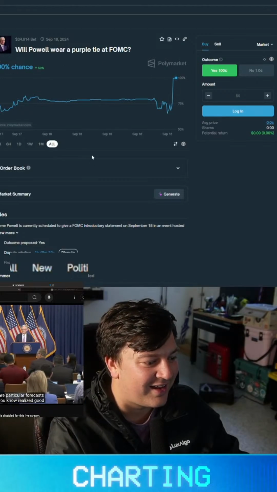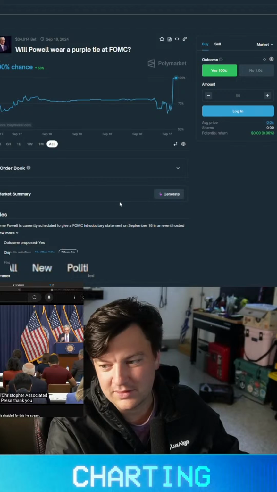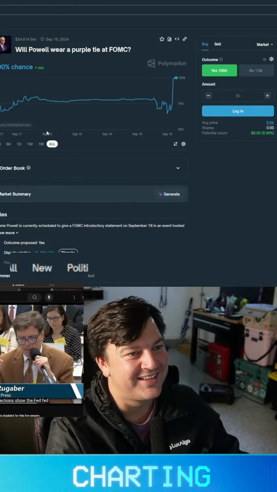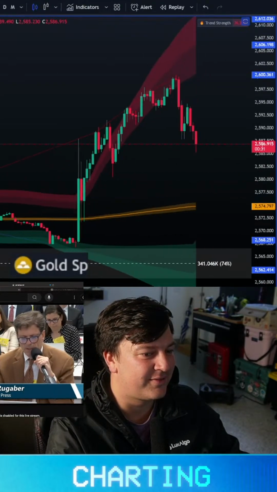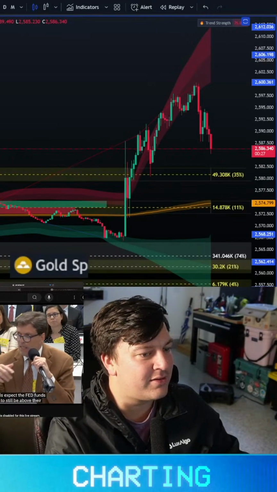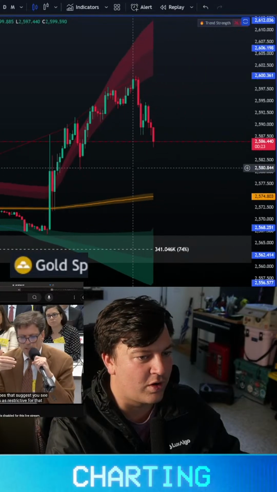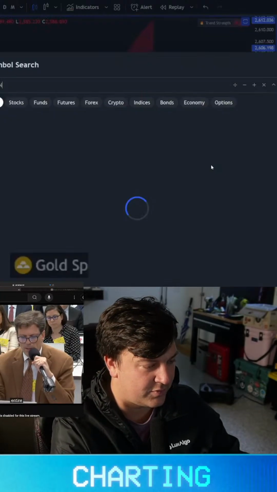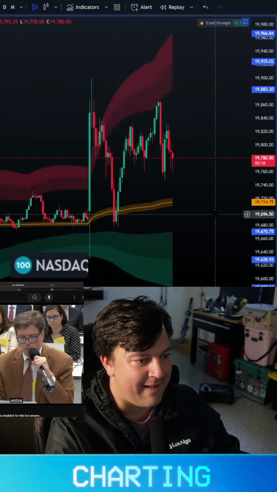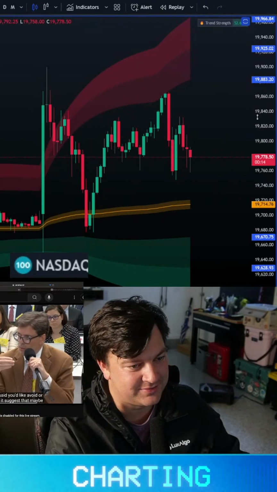Chris Rugaber at Associated Press. Thank you. The projections show that the Fed officials expect the Fed funds rate to still be above their estimate of long-run neutral by the end of next year. Does that suggest you see rates as restrictive for that entire period? Does that threaten the weakening of the job market that you said you'd like to avoid? Or does it suggest that maybe people see short-run neutral as a little bit higher?